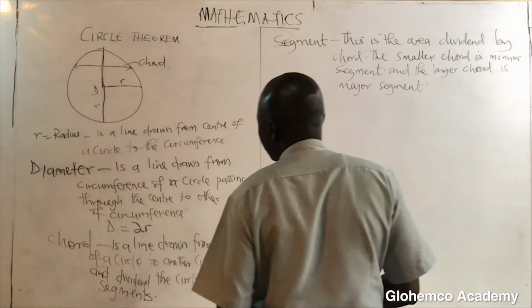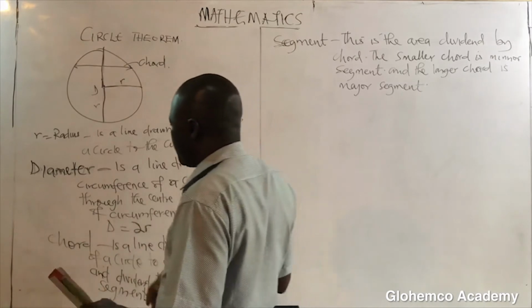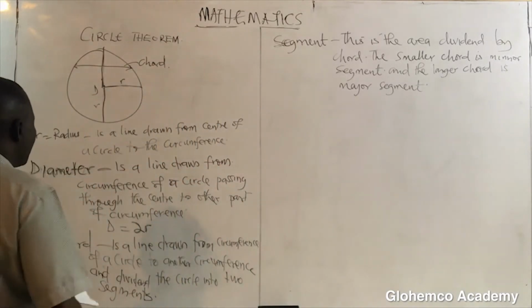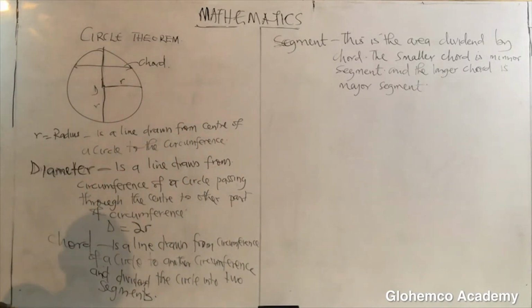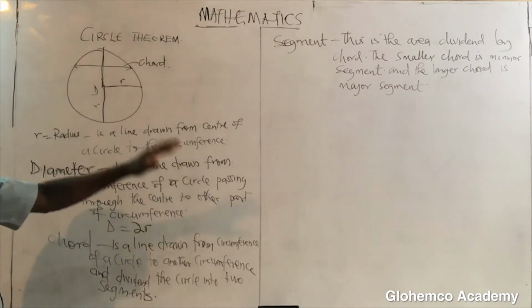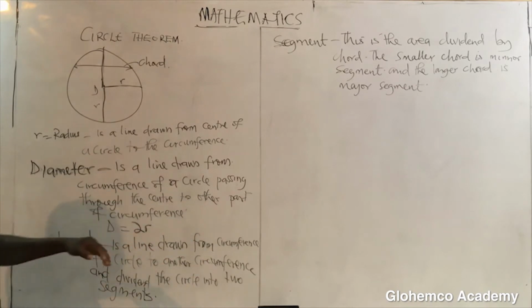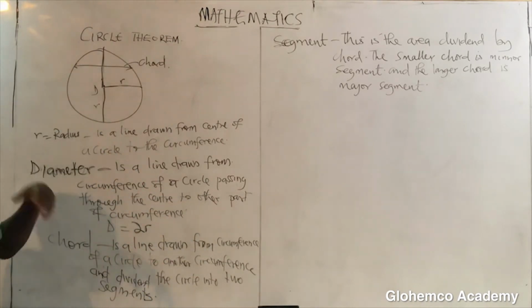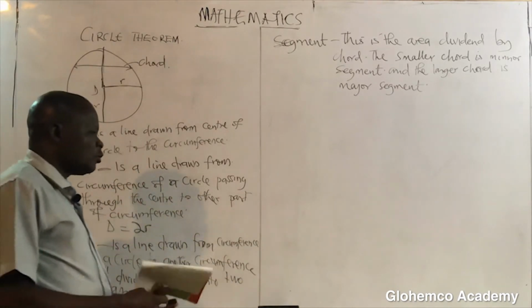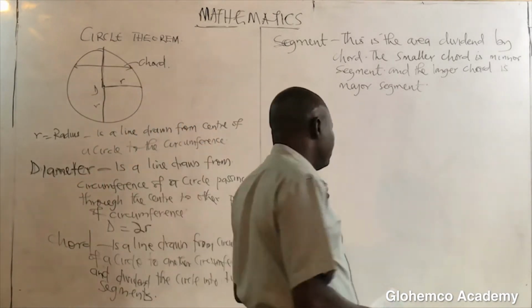This information is very important because from time to time we will be talking of radius, a diameter, a chord, a segment. So once you can identify all these, it will be very easy for you to use it to calculate any question given to you relating to circle theorem.